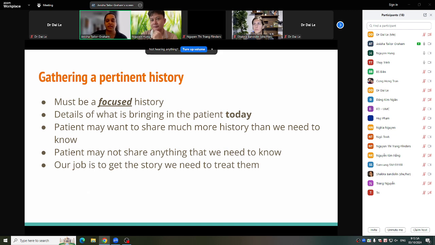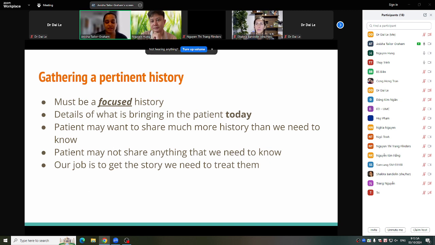So moving on to gathering a pertinent history from the patient. What we really want to focus on in the emergency department is getting a focused history from the patient. We really want details of what is bringing the patient in today. And if their symptoms have been going on, for example, for months, what is it today that changed that brought them into the emergency department?